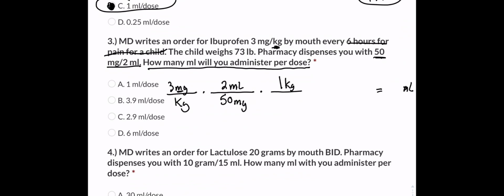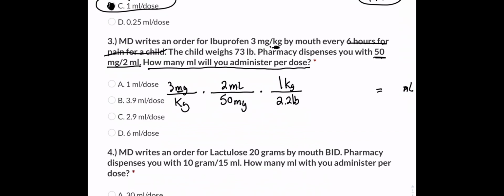Let me explain it one more time. Because our answer has to be in kilograms, because that's what our medication orders, 3 milligrams in every kilogram. And our child's given weight is 73 pounds, which actually that's not even a child anymore, it's an adult, because that's like 130, 140, 150 pounds right there. So that's basically an adult, whatever.